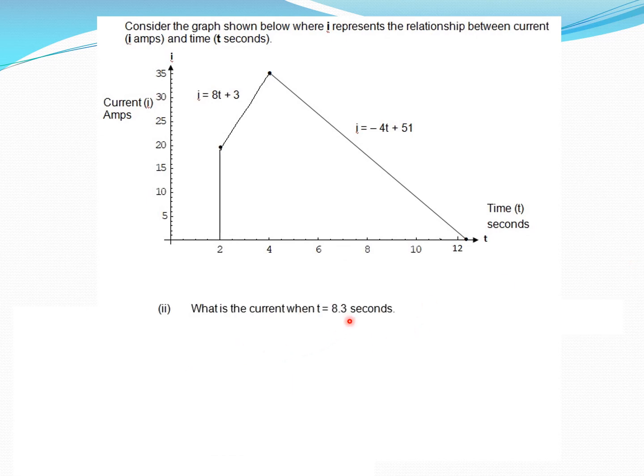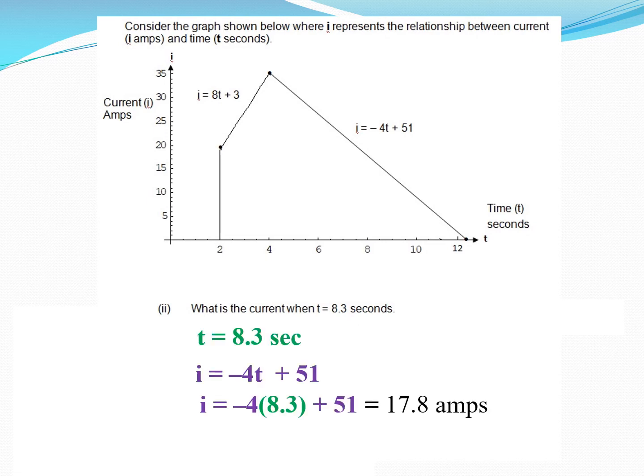What is the current when t is 8.3 seconds? So 8.3 is the second equation. So I is equal to minus 4t plus 51. Substitute 8.3 in for t. Minus 4 by 8.3 plus 51 is equal to 17.8 amps. So 8.3 seconds, and it's about 17.8 amps. You can roughly see there.